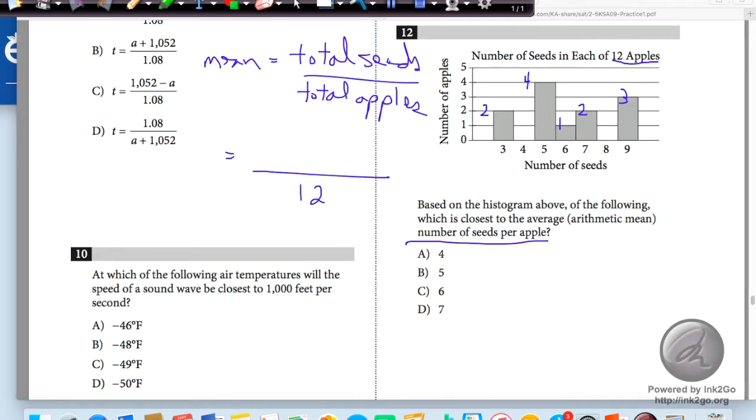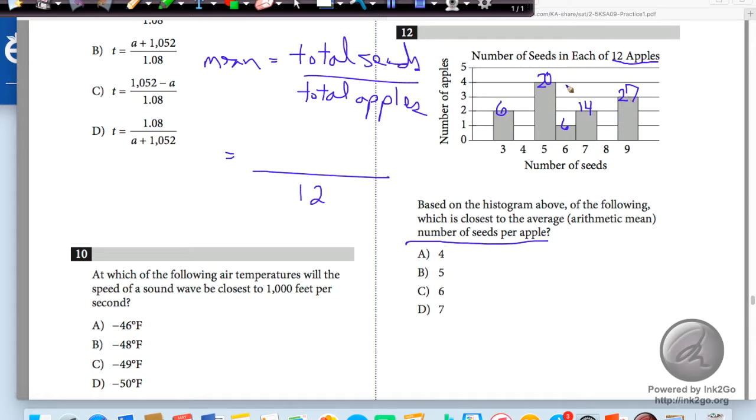Now, they're also asking you what is the total amount of seeds. So if I were trying to figure out the total amount of seeds, I also need to think about the total amount of seeds per apple. So here I have 2 apples, each of which has 3 seeds. So I'm going to have 6 total seeds according to this column. I'm going to have 5 seeds per apple, so I'm going to have 20 total seeds according to this column. Right, 6 times 1, this is going to be 6. And here I have 7 times 2 is going to be 14. 9 times 3 is going to be 27.